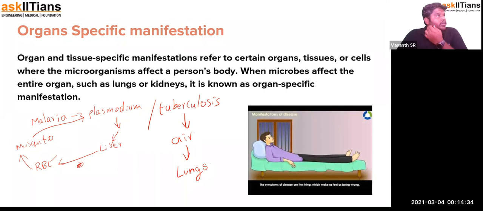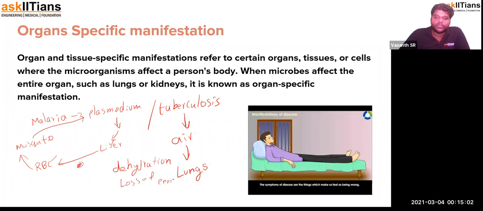Let's say, for example, a person who is having diarrhea. What will actually happen to him? In diarrhea, the absorption of minerals and nutrients from the digested materials will not happen, as a result of which there will be dehydration and loss of energy. This will cause headache, fever, and no energy; they will be so weak that they cannot perform any kind of function. This is what I meant by organ specific. Any microorganism which affects a particular part will cause particular symptoms in that organism. So that's organ specific manifestation.